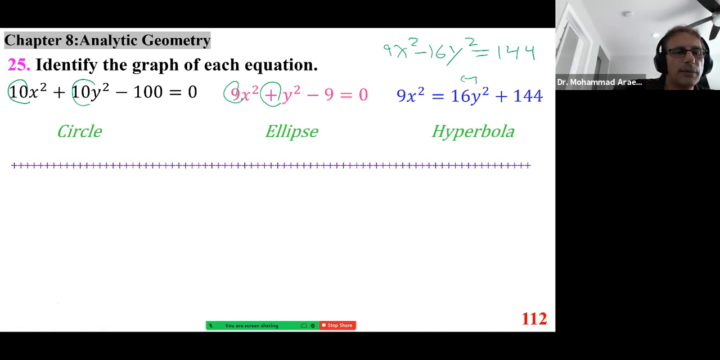So a quick recap. Why is this a circle? Again, you can show it by putting it in standard form, or just a simple case, identical coefficients. Coefficients have the same sign when they're on the same side. Coefficients have opposite signs when they're on the same side. Circle, ellipse, hyperbola.